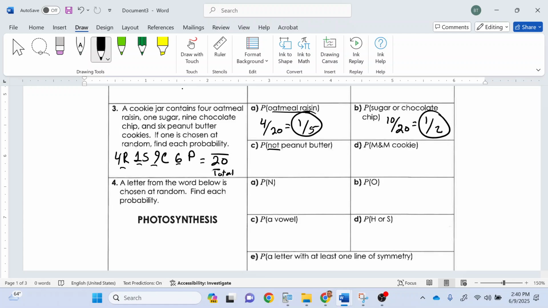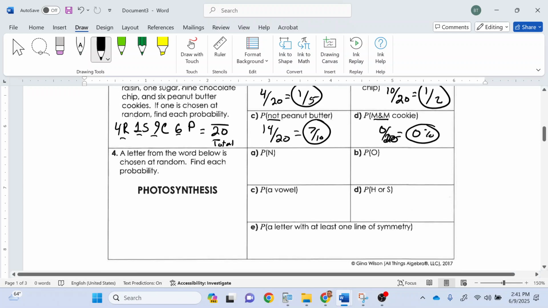Not peanut butter. If I know 6 are peanut butter, you could conclude that 14 of them are not peanut butter. So 14 out of 20 or 7 out of 10. M&M cookie. In this case, there is no M&M cookie here, so there's a 0% chance of an M&M cookie. It's 0 out of 20, which is 0%.